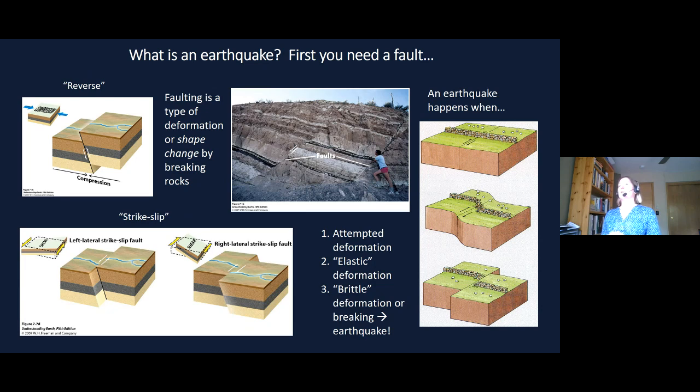Strike slip faults happen when two rocks are trying to slide past one another, and the fault allows the combination of that shearing between the two blocks. A really famous strike slip fault is the San Andreas Fault in California.